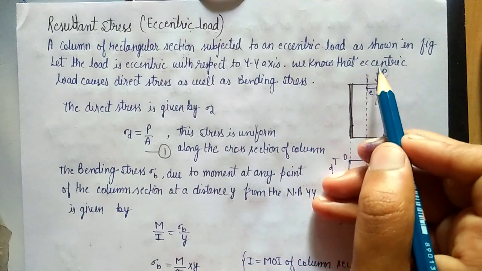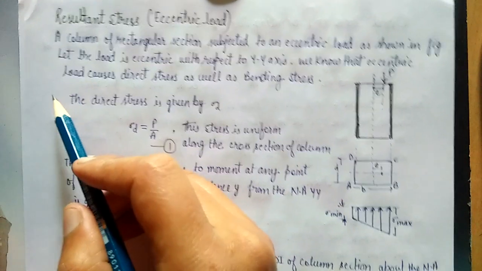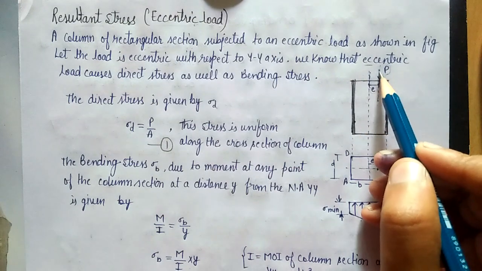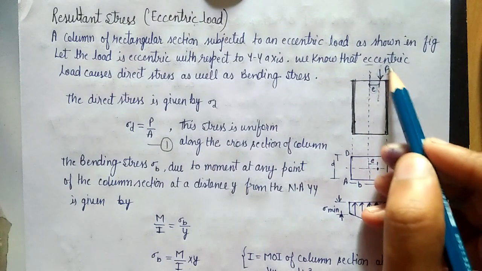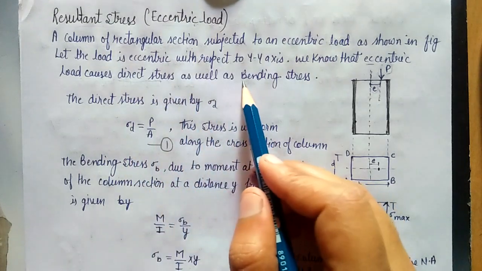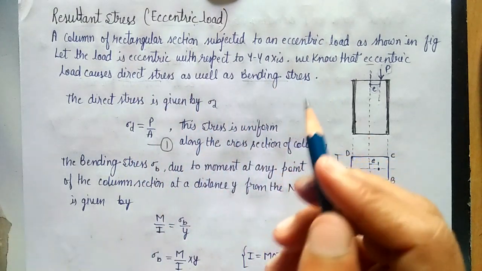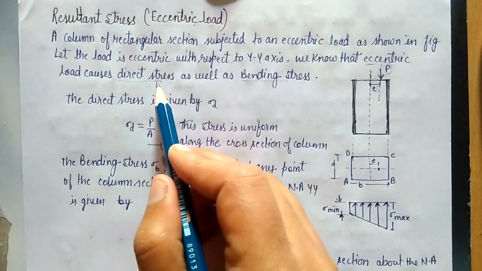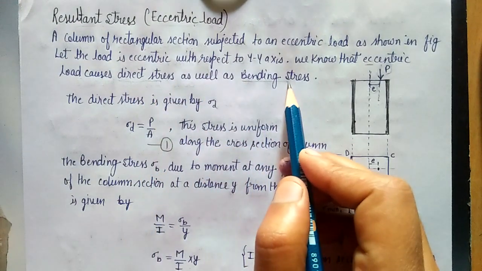So we know that due to the eccentric load, when the load is acting at some eccentricity, the load causes direct stress as well as bending stress. That means both stresses come into the picture, direct stress as well as bending stress.